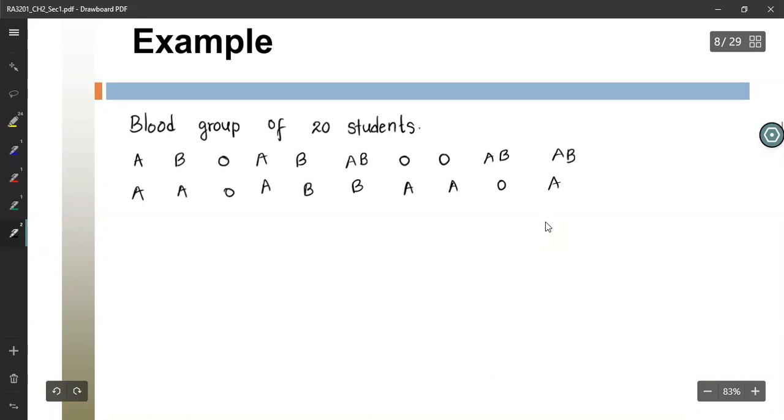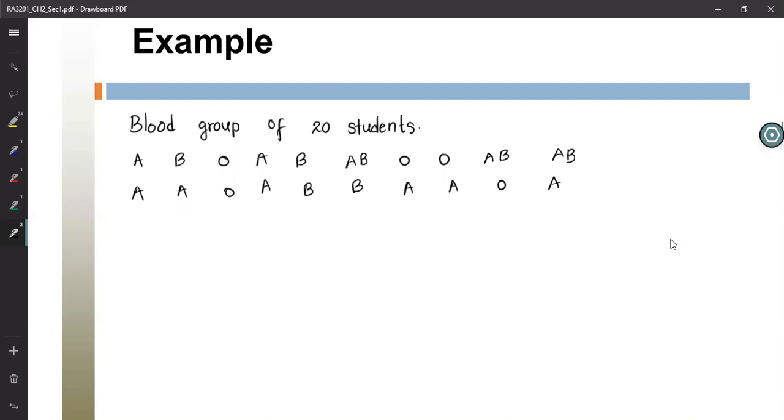Okay, so you have 1, 2, 3, 4, 5, 6, 7, 8, 9, 10. So altogether 20 students. Now this is very similar to the previous example. By looking at this table, this small collection of letters, it is hard to figure out which blood type has the highest occurrence and which one has the lowest occurrence. You can't easily figure it out.